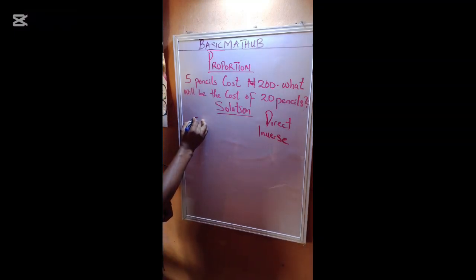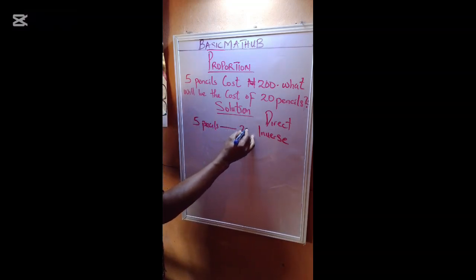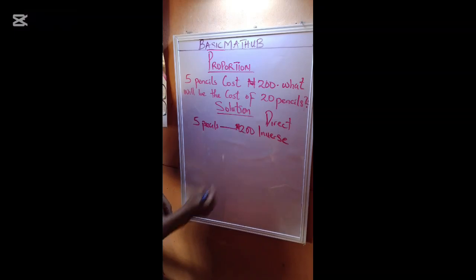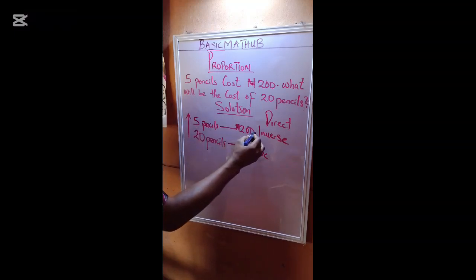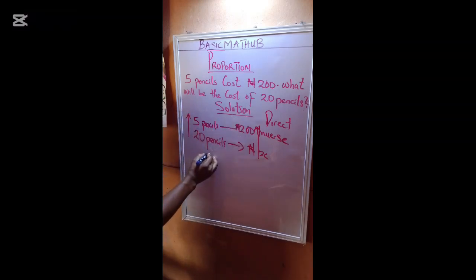So it said 5 pencils is 200 naira. Now we said how much will be 20 pencils? Let's make it x. So far as this one increases, this one also increases. So what do we have now? We can simply place them over each other because both of them increase. So we can say 5 over 20 is equal to 200 over x.